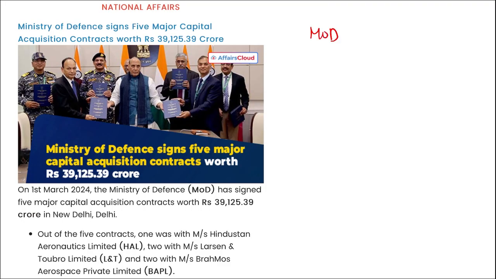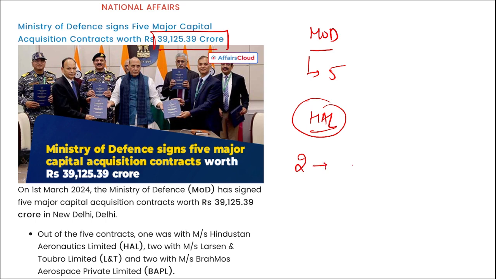Recently, the Ministry of Defense has signed 5 major capital acquisition contracts, and these contracts are worth 39,125 crore rupees. Remember, one of the 5 contracts was with Hindustan Aeronautics Limited, 2 were with L&T, that is Larsen and Toubro, and 2 with BrahMos Aerospace Private Limited. So these are the 5 contracts that have been recently signed.